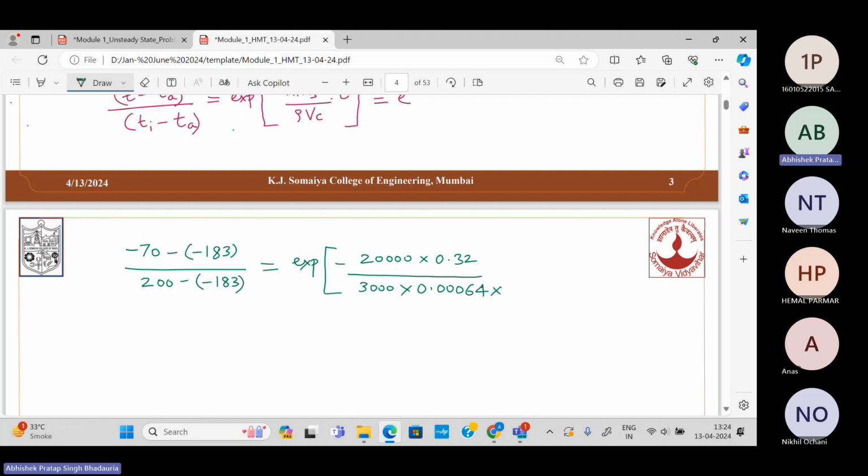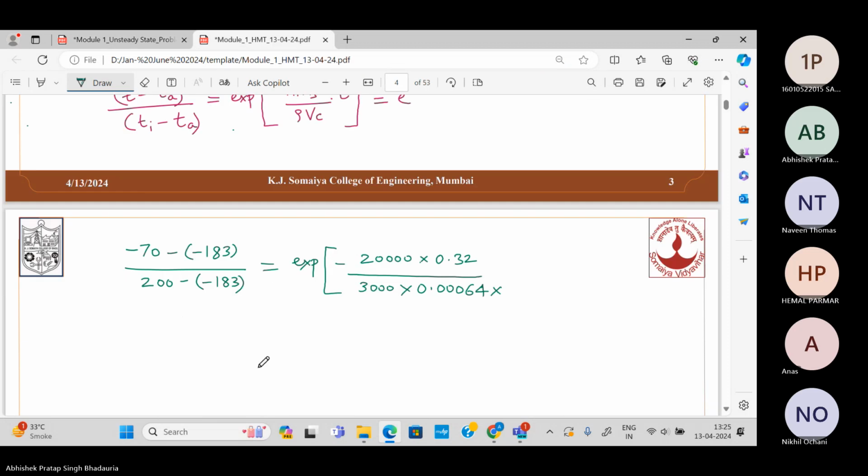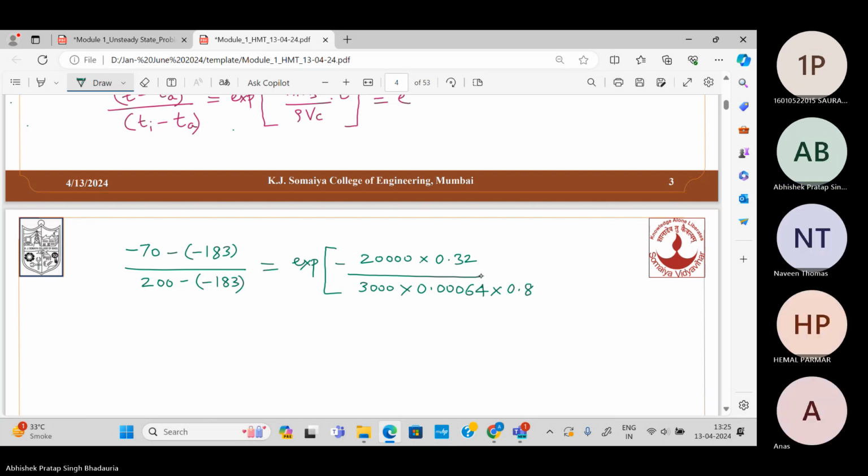The specific heat, let's see what is the specific heat value. Specific heat is 0.8 kilojoule per kg degree Celsius. Okay, so here we'll put the value of Cp. Now the only unknown is tau.